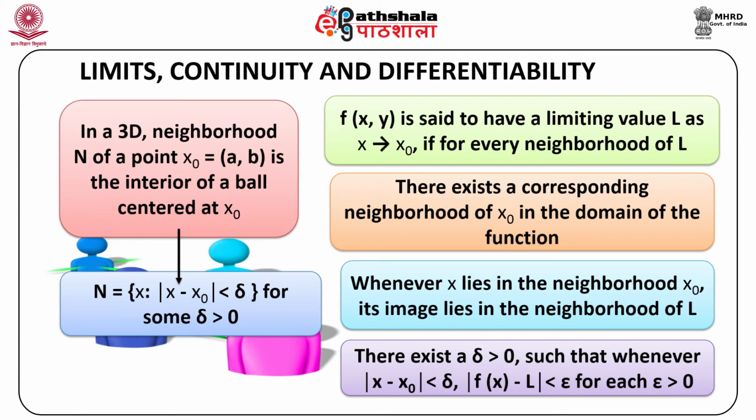Definition of limit: a function of two variables f(x, y) is said to have a limiting value L as x tends to x naught if for every neighborhood of L, no matter how small, there exists a corresponding neighborhood of x naught in the domain of the function such that whenever x lies in the neighborhood of x naught, its images lie in the neighborhood of L. In other words, there exists delta greater than 0 such that modulus of x minus x naught less than delta implies modulus of f(x) minus L is less than epsilon for each epsilon greater than 0.